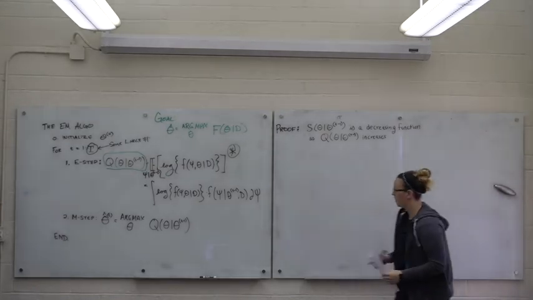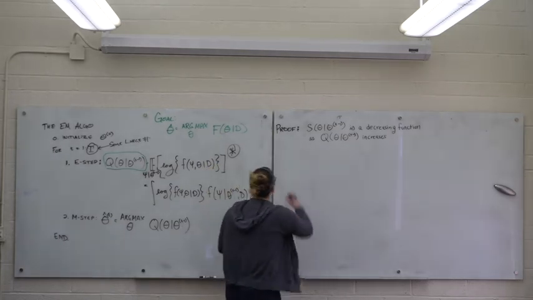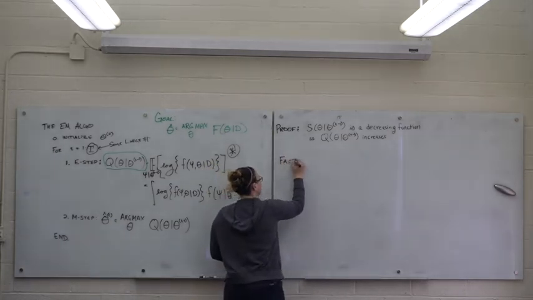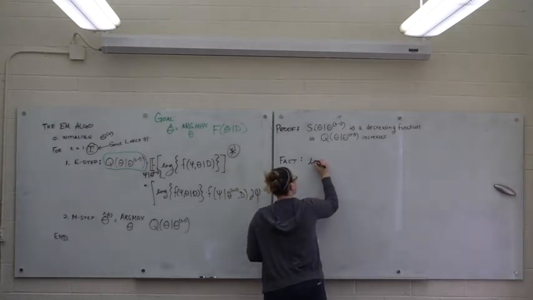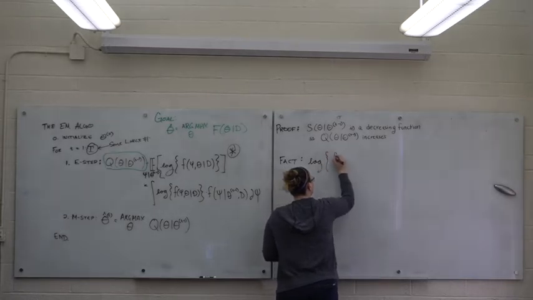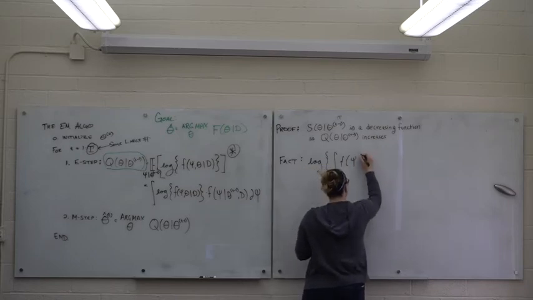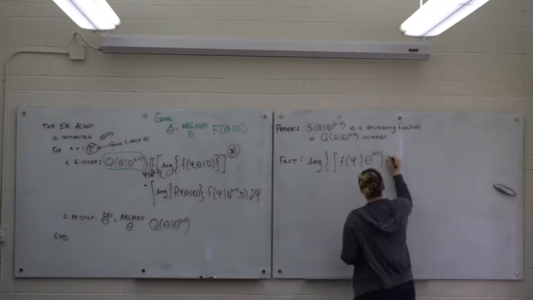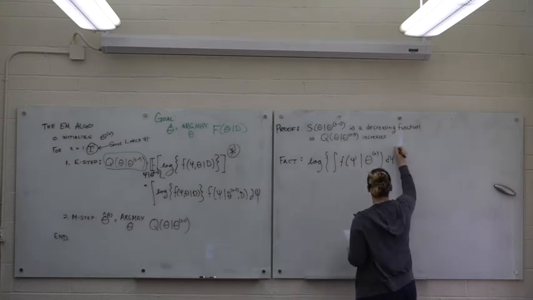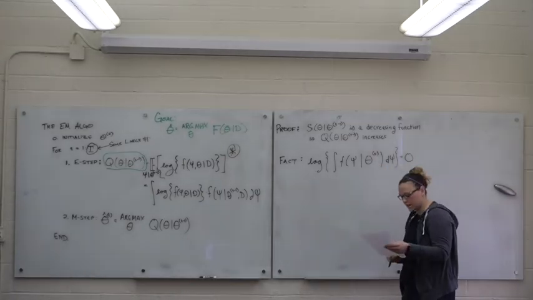We're going to start with a fact, and from that fact, we're going to break down and get to the good parts. So, fact: the log of the integral of f of psi conditioned on theta_t d psi is equal to 0. Yes, I do mean to put a t there. We'll get to that in one second.